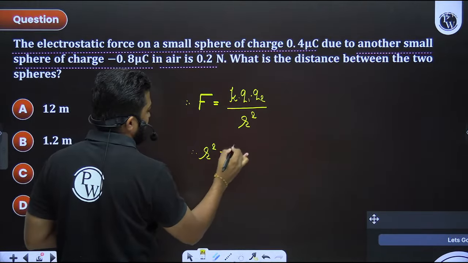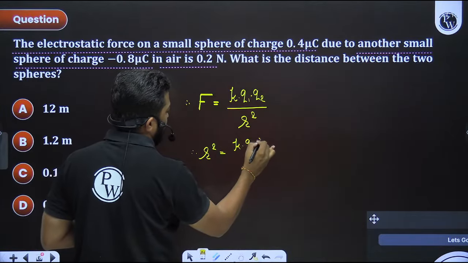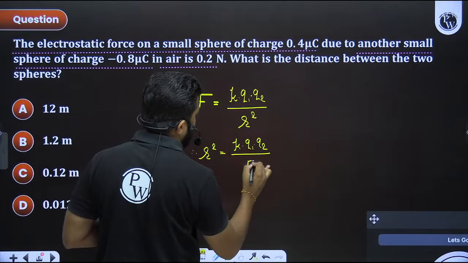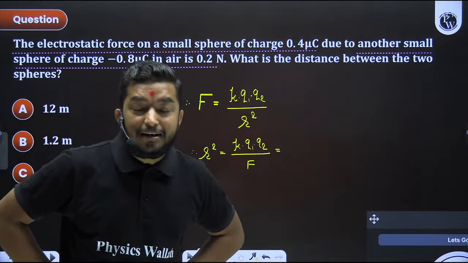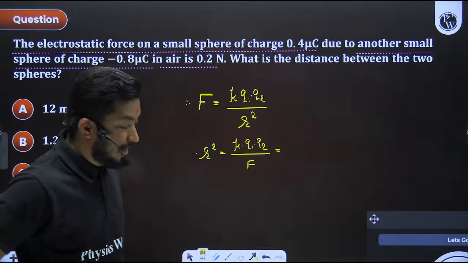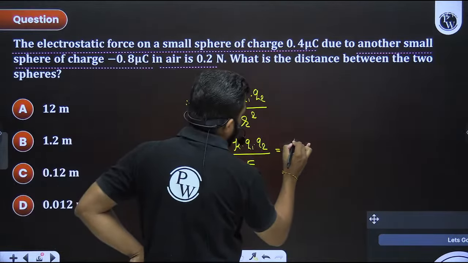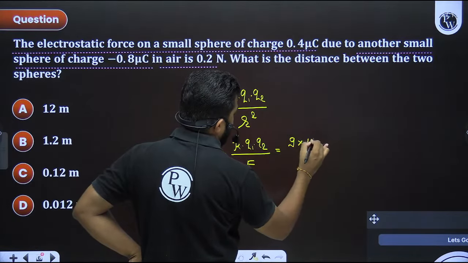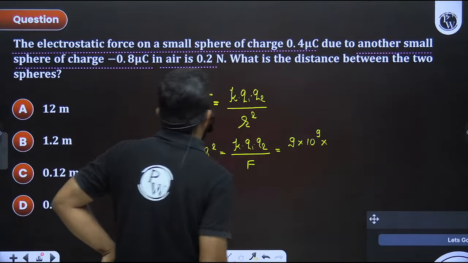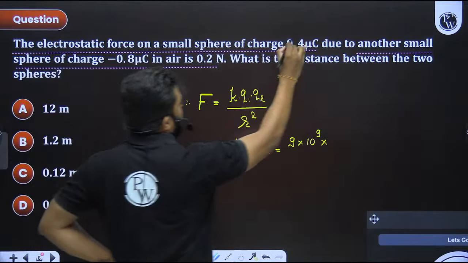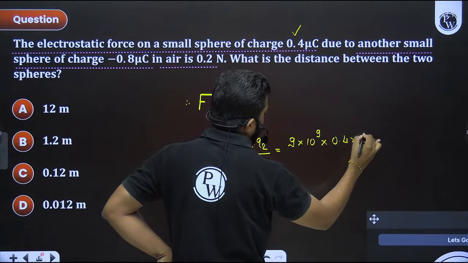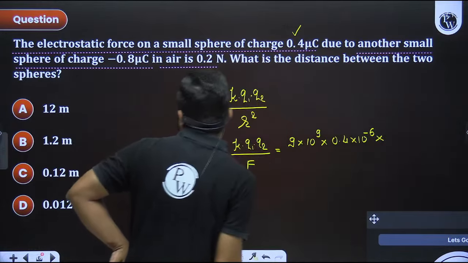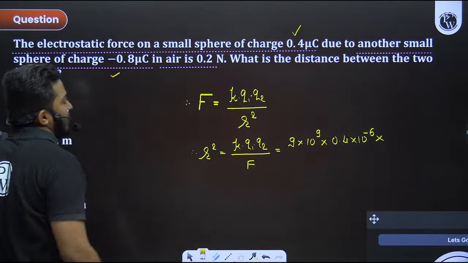So finally r square is equal to k q1 q2 divided by the force. Now just put down all the values. K is the dielectric constant, and we know the value of k is 9 into 10 raised to 9. Yes sir, definitely, it's an easy MCQ. Now the value of the first charge: 0.4 microcoulomb, so micro means 10 raised to minus 6. The other charge is minus 0.8 microcoulomb.